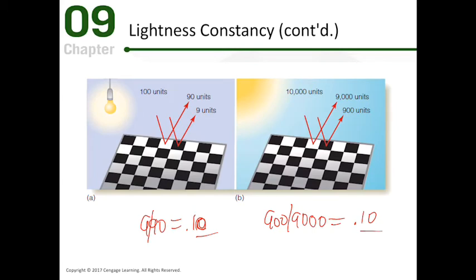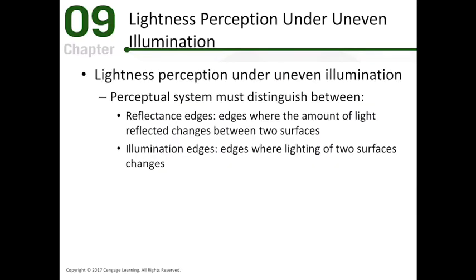And so this works really well for those flat, even scenes, even illumination, but it doesn't work that well for 3D scenes or where we tend to get uneven illumination. So this idea of constancy and the ratio principle does not necessarily apply when we have 3D scenes. So what happens when we have uneven illumination? We have to be able to distinguish between edges, and our visual system is actually pretty good at being able to determine reflectance edges versus illumination edges.